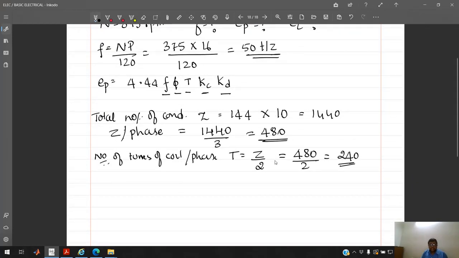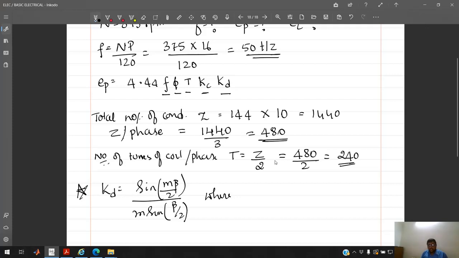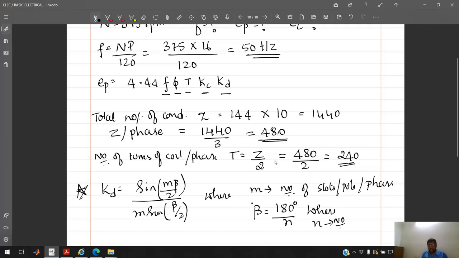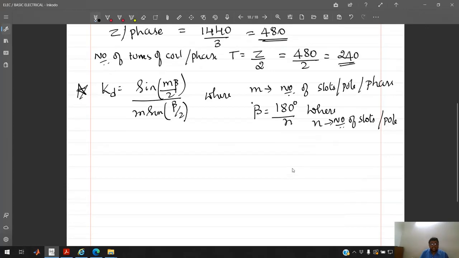Now you need to calculate Kd. Kd is nothing but sine m beta by 2 divided by m sine beta divided by 2. Now this is important, if in the problem it is not given, you need to calculate. So where m is number of slots per pole per phase and beta is equal to 180 degree divided by n, where n is nothing but number of slots per pole. Now with this we are calculating. So this is a formula to calculate the value of Kd.